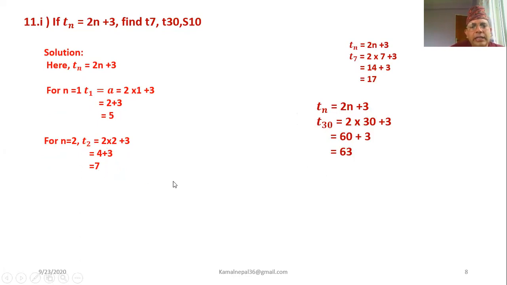So you have T1 and T2, then you can find out the common difference also. The common difference is equal to T2 minus T1. It is 7 minus 5. It is 2. And to find out T7, you have Tn is equal to 2n plus 3, and 2 into 7.